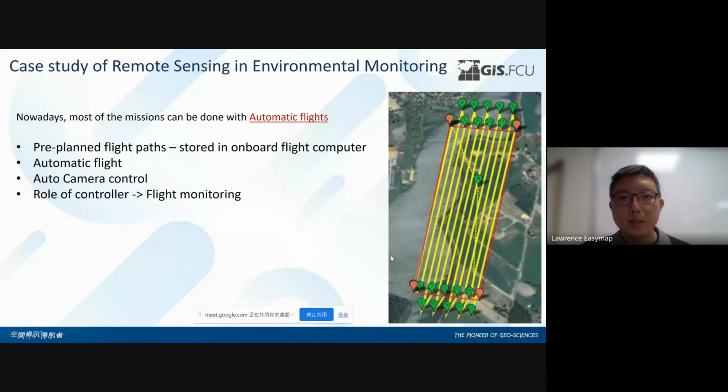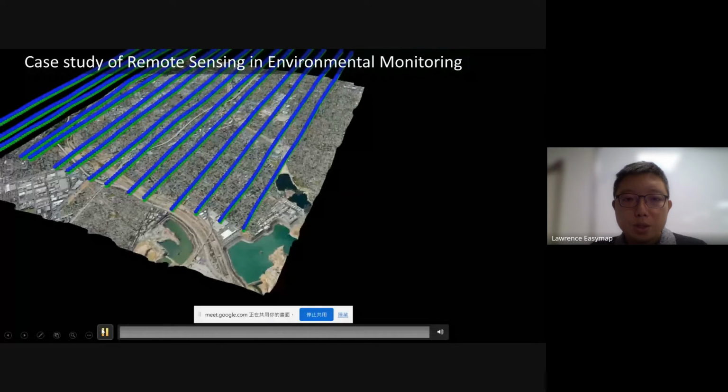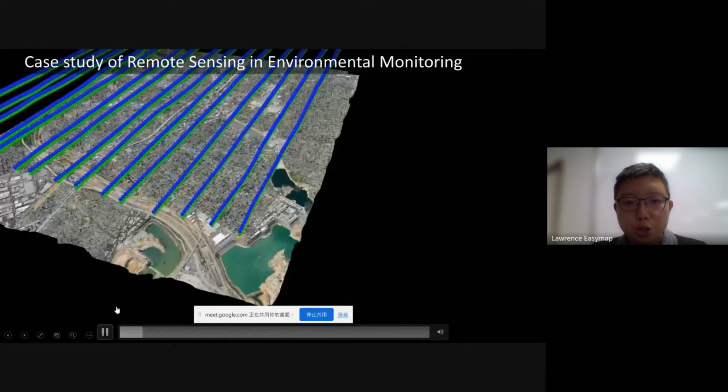And nowadays, thanks to the advance of technology, it can be done automatically. However, even though the drone can fly by itself automatically and take the pictures all by itself, we need to do a lot of flight planning and mission planning before the flight. I will cover some of them in the later slides.